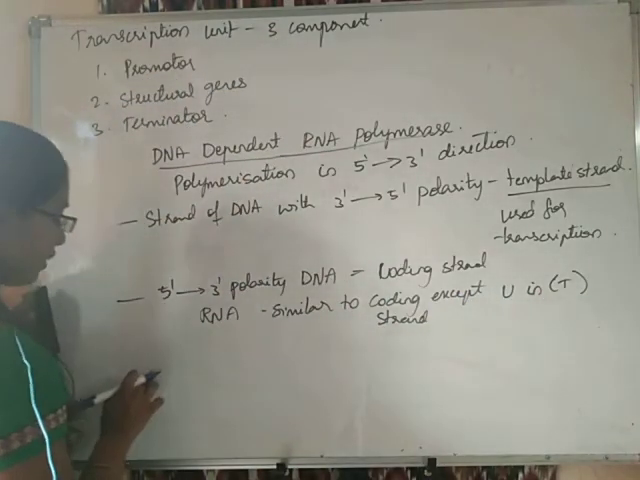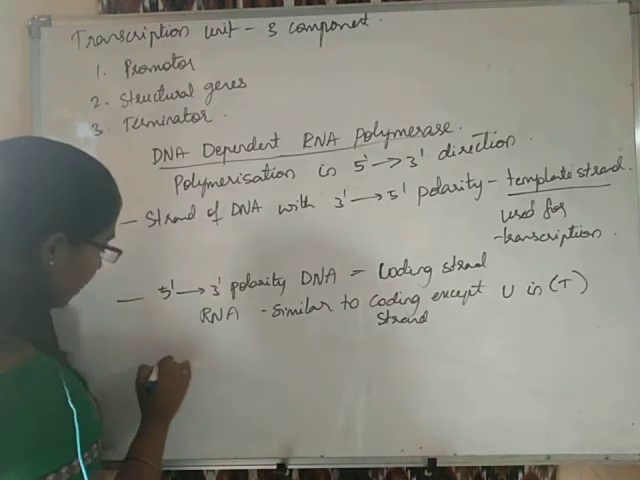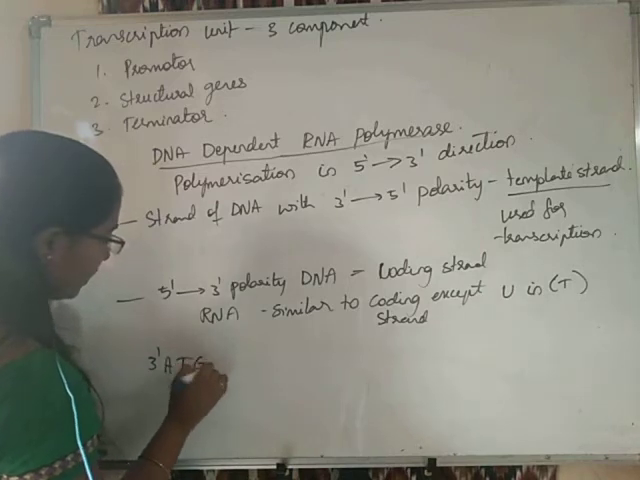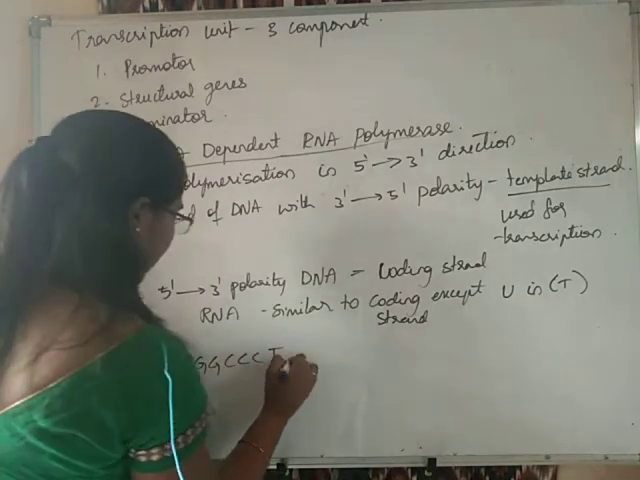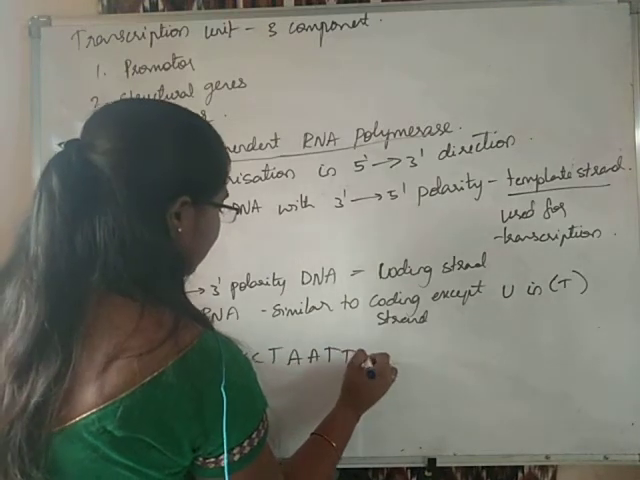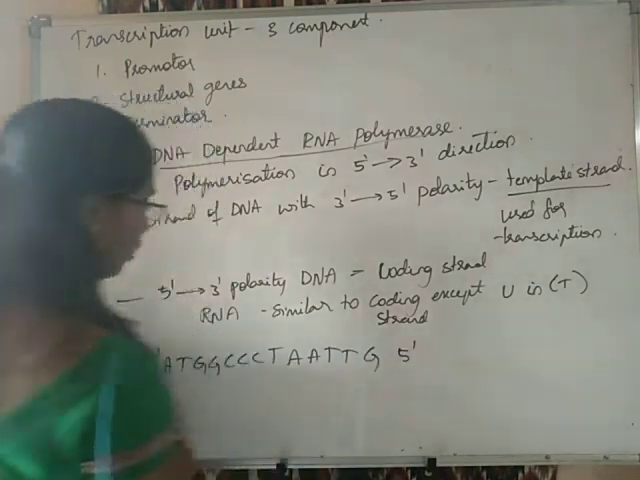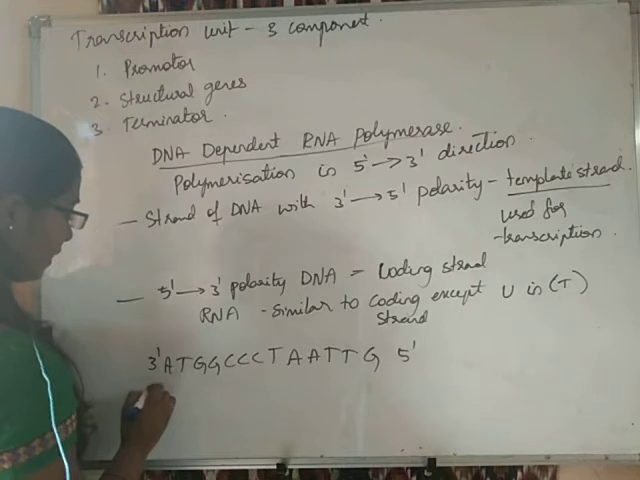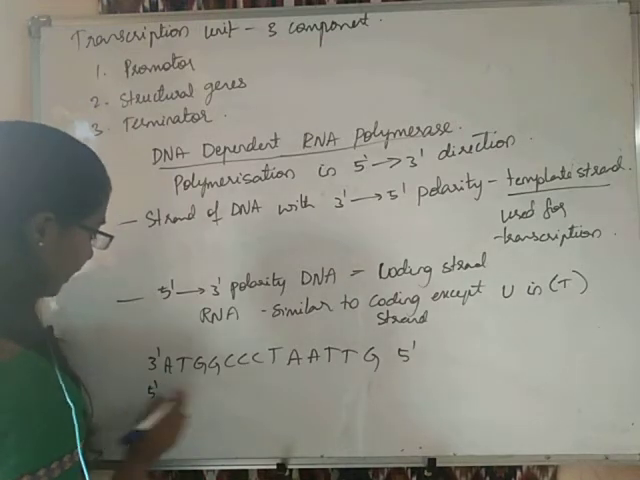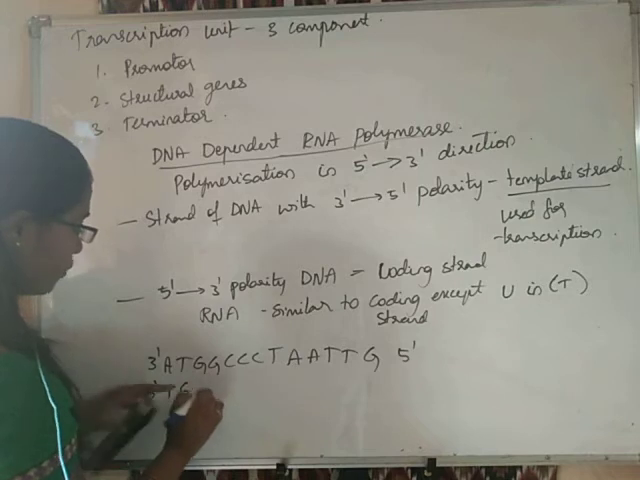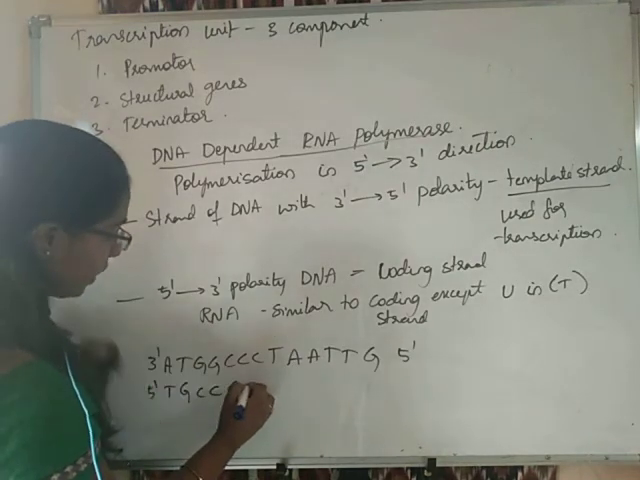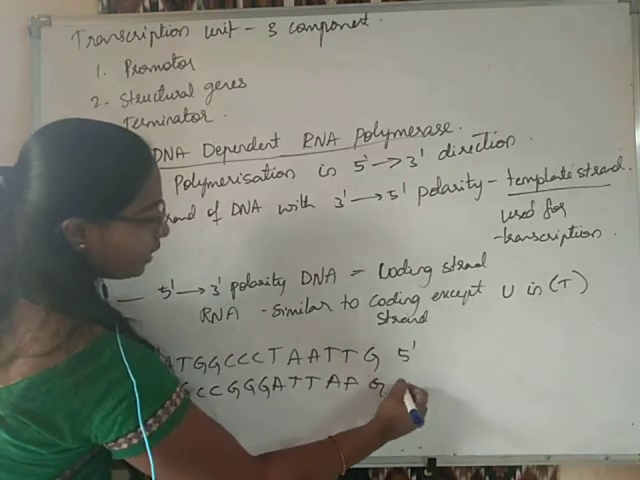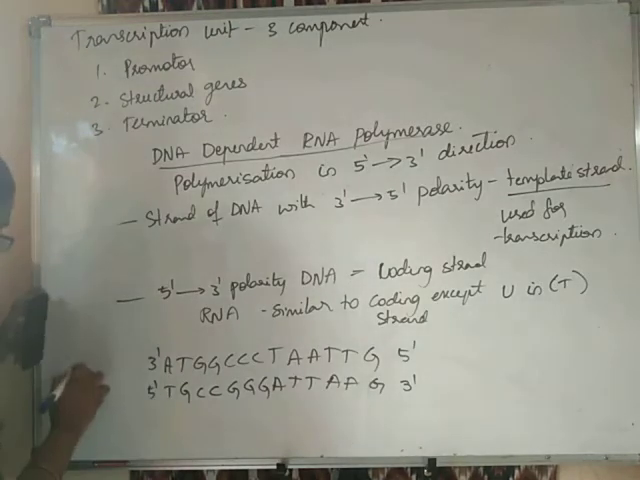Let us see. Suppose the 3 to 5 strand consists of A, T, G, G, C, C, C, T, A, T, T, G. On the other strand in 5 to 3 polarity, what will be present? A, T, T, G, G, C, C, C, G, G, G, A, T, T, A, G. So, this will be the polarity of the 2 strands of DNA.